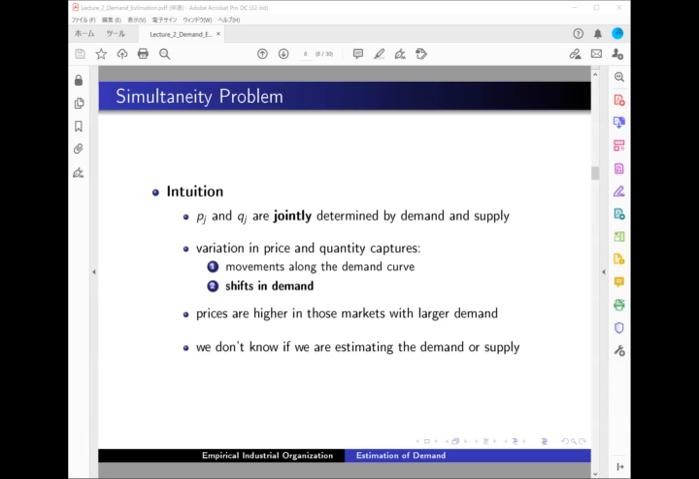When the demand shifts out as a result of positive demand shock, this implies a higher price, and so regressing the quantity on the price captures this variation in the price, which has nothing to do with the slope of the demand curve.